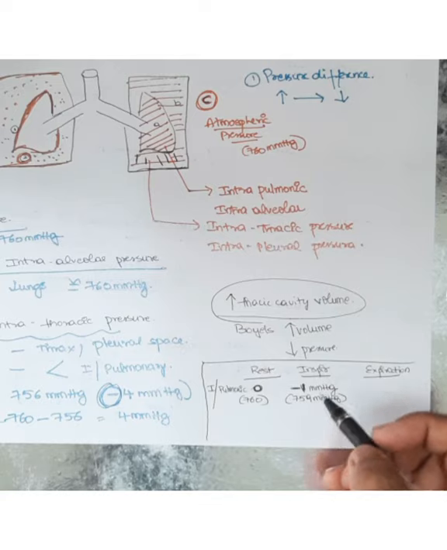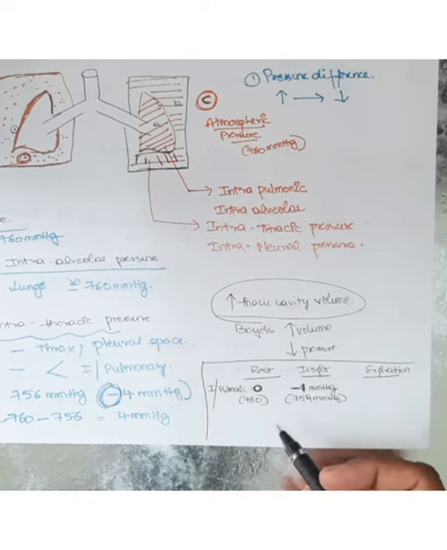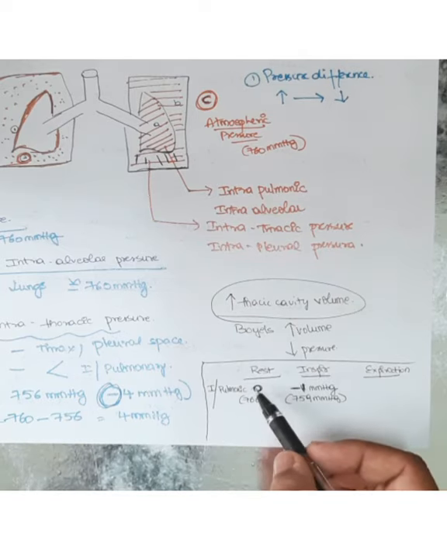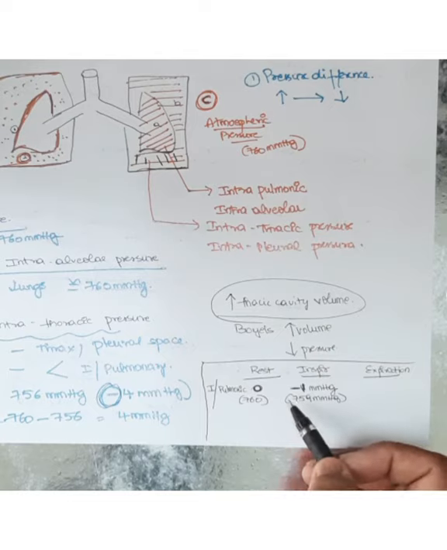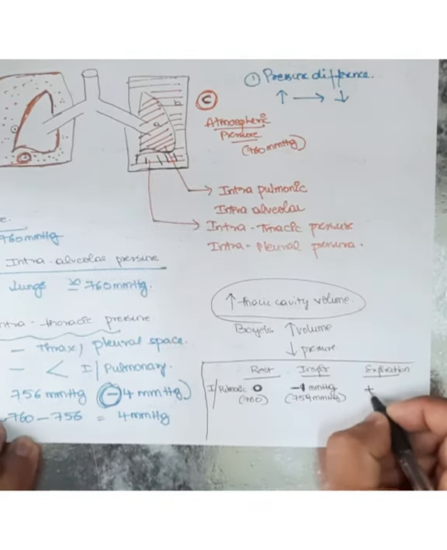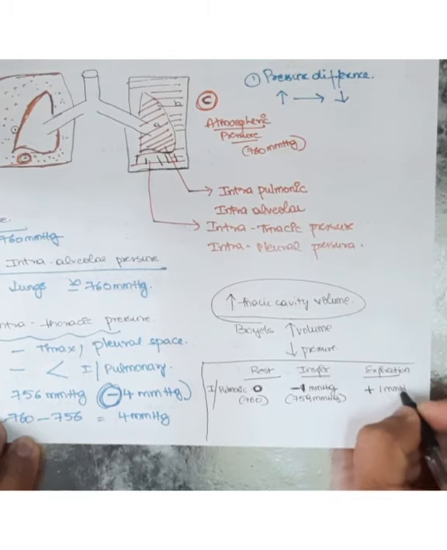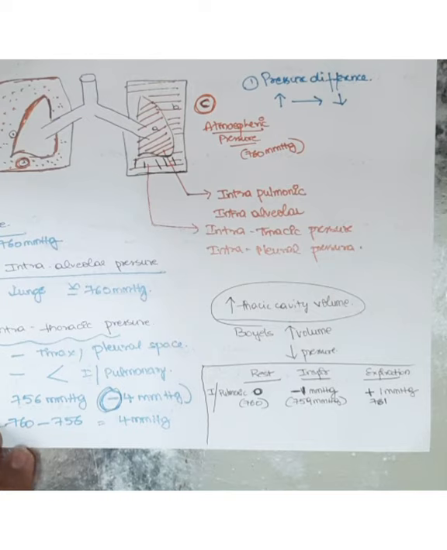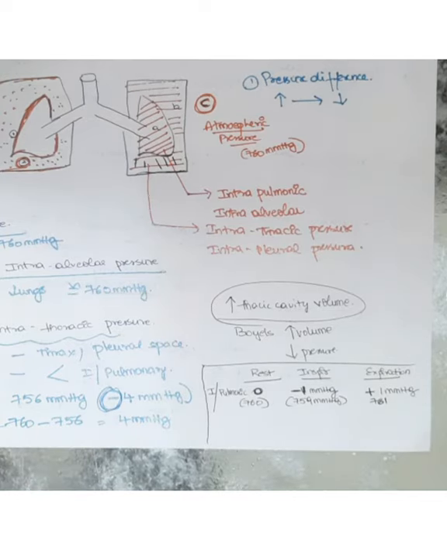So what happens? The gas moves from higher to lower pressure, so it moves from outside of the body to the inside. So what happens in expiration? It is plus 1 mmHg, or we can say 761 mmHg. Therefore, during expiration, the pressure inside is more, therefore the air will move from inside to the outside.